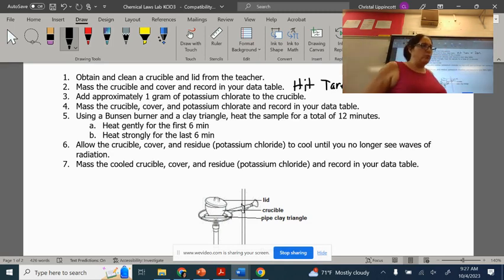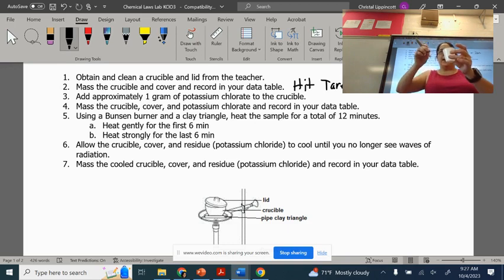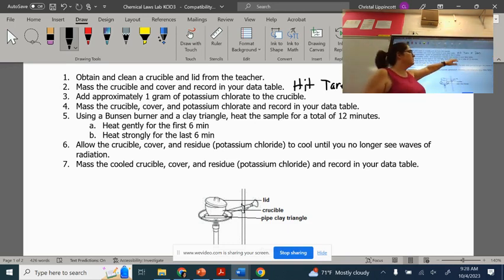Then you're going to use a spatula. So this is what a spatula looks like. And you're going to pick it up and add it to the crucible until it reads 1 gram on the balance. Okay? And then record the mass of the crucible, cover and potassium chlorate in your data table.